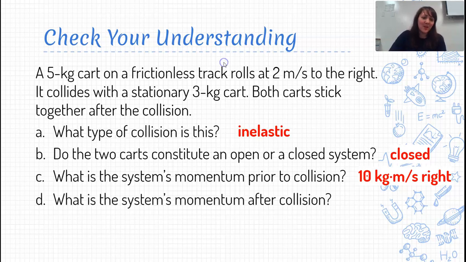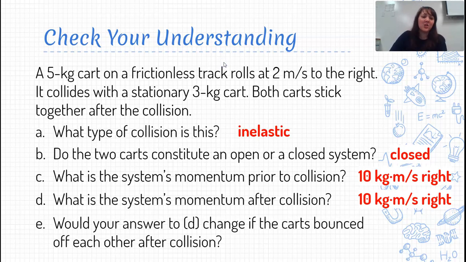Fourth question, what is the system's momentum after the collision? Now again, since this is a closed system, there are no outside forces interfering with our objects in the system. So that means that the total combined momentum of both objects in the system has to be conserved. Or in other words, total momentum is still 10 kilogram meters per second to the right.